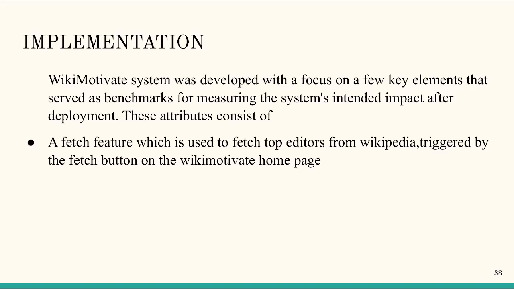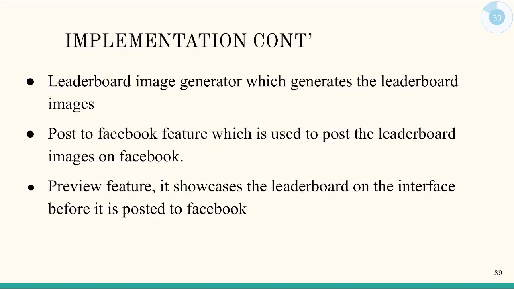And then the fetch feature is used to fetch top editors from Wikipedia, triggered by the fetch button on the WikiMotivate homepage. And then leaderboard images are generated. The post to Facebook feature is used to post the leaderboard images on Facebook. And then the preview feature helps in showcasing the leaderboard on our platform before it is posted to Facebook.